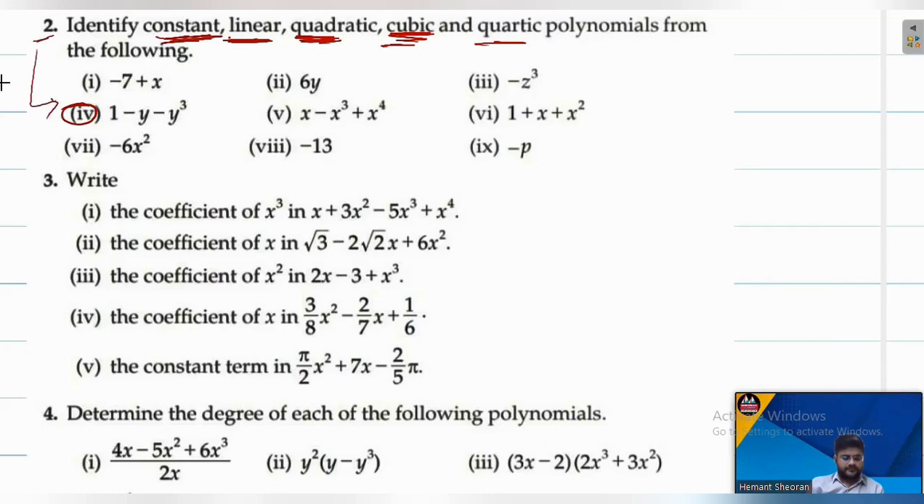Okay. Is that a linear equation? Linear, why?